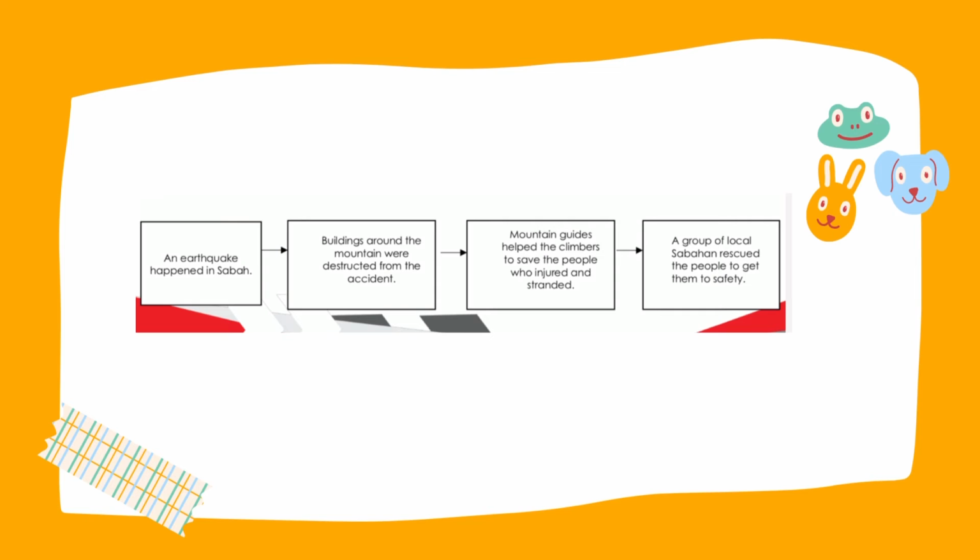Here is the right sequence of the flow map of the news report. Okay, an earthquake happened in Sabah. Buildings around the mountain were destroyed from the accident. Mountain guides helped the climbers to save the people who were injured and stranded. Okay, last one. A group of local Sabahans rescued the people to get them to safety.